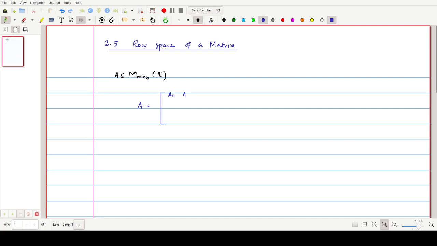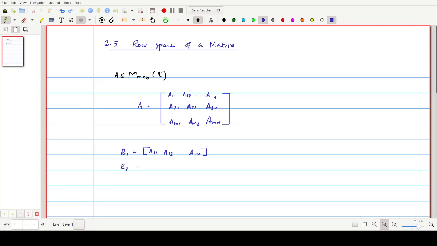Say A11, A12, etc., A1n, A21, A22, etc., A2n, and finally we have the mth row, Am1, Am2, etc., Amn. So these are the m rows of A, the entries of A. Then we can define R1 as A11, A12, etc., A1n. So each row can be considered as a 1 by n matrix.